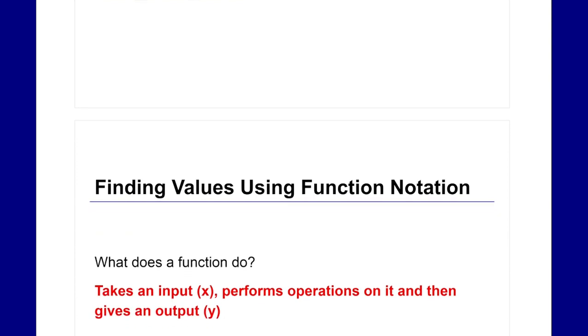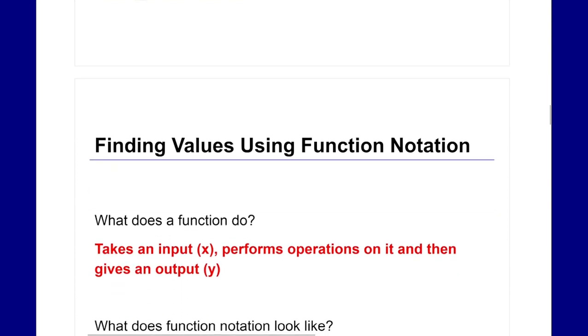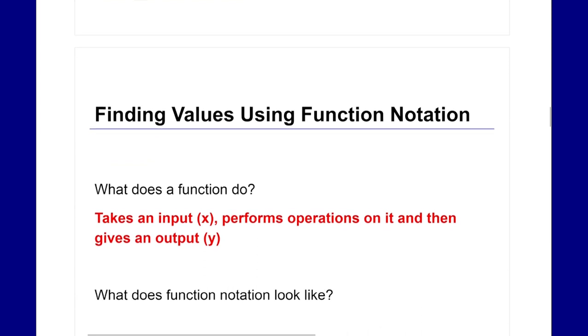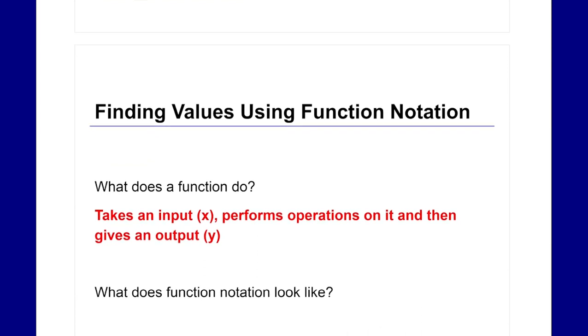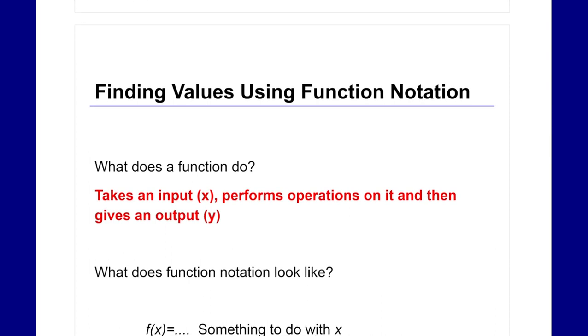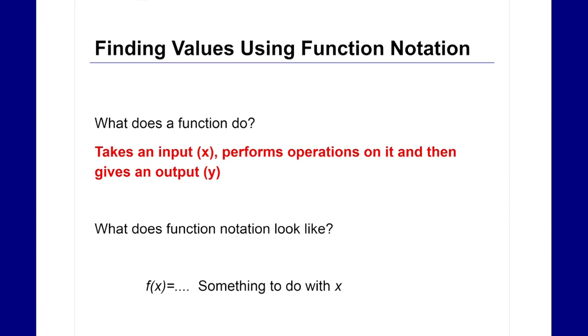Now, the new thing that we're going to be looking at is finding values using function notation. So we've talked about what is a function. Right now we're going to be looking at function notation. So what does a function do? Well, we talked about it a bit with the definition being that there's a y value for every x value. But in general, what a function does is it takes an x value, performs some sort of operation on it, and then gives an output or a y value.